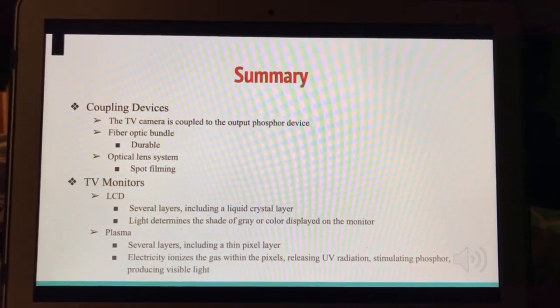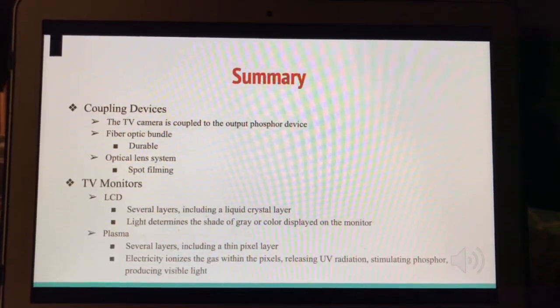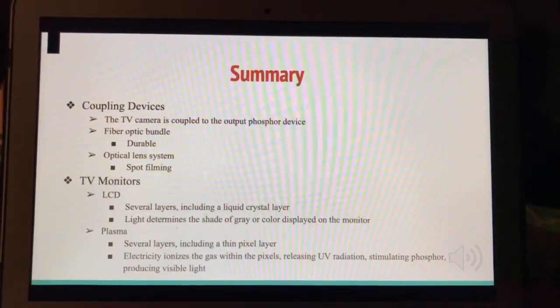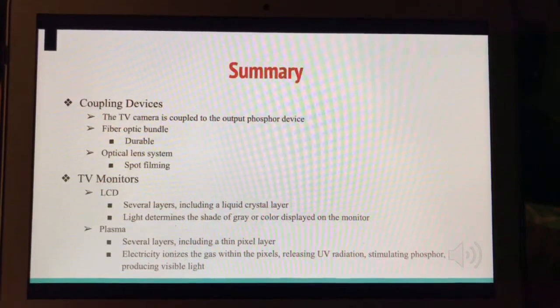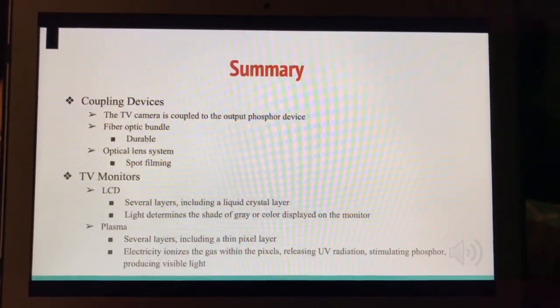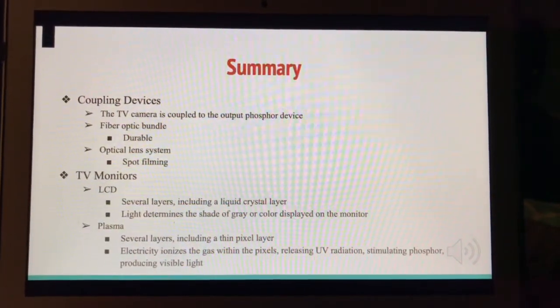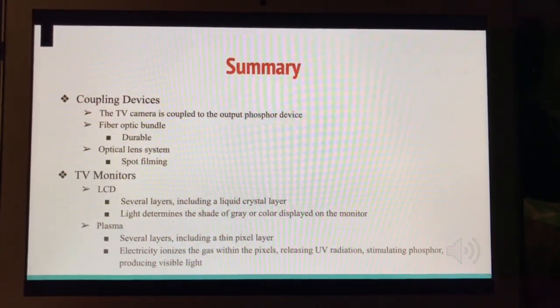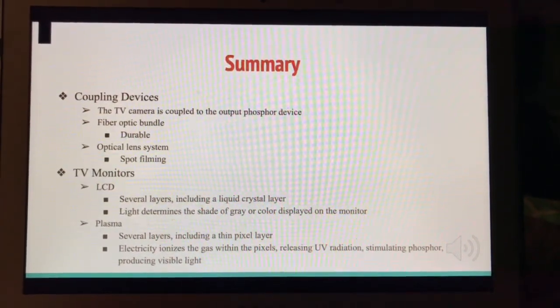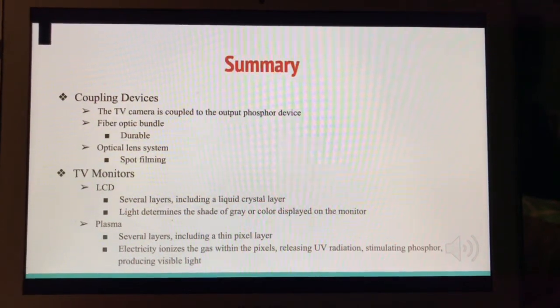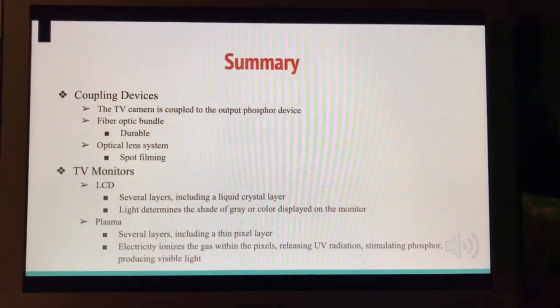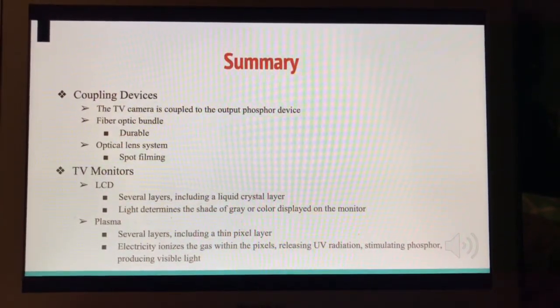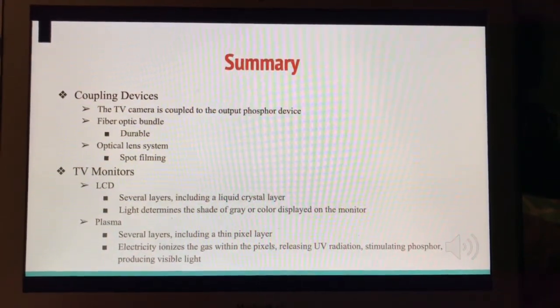The LCD, or liquid crystal display, has several layers that use the light to determine the shade of gray or color that displays on the monitor. A plasma display is similar to LCD, but instead of liquid crystals, it uses pixels. These pixels contain gas that is ionized when electricity passes through, which then releases ultraviolet radiation, stimulating the phosphor, which produces visible light, and the color produced depends on the phosphor formula.